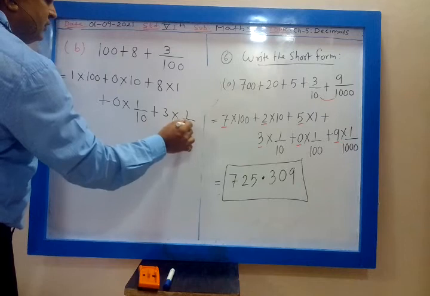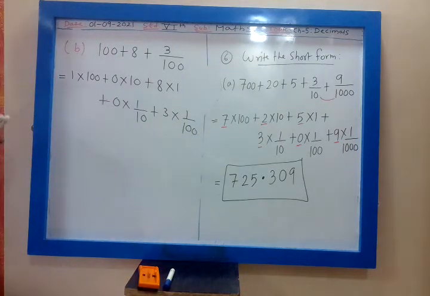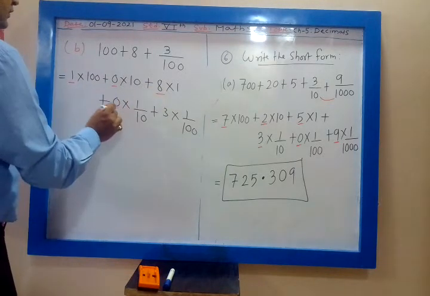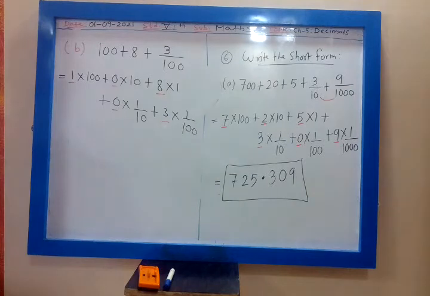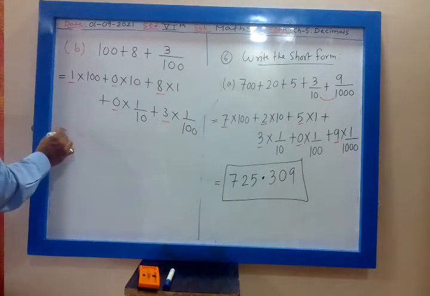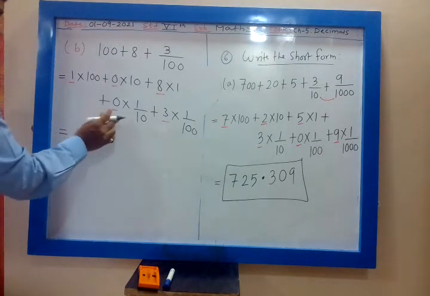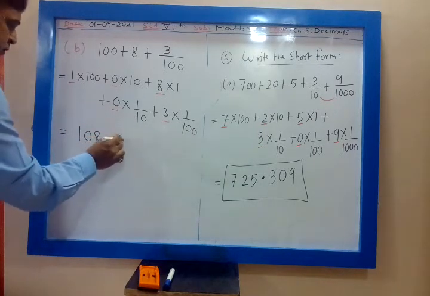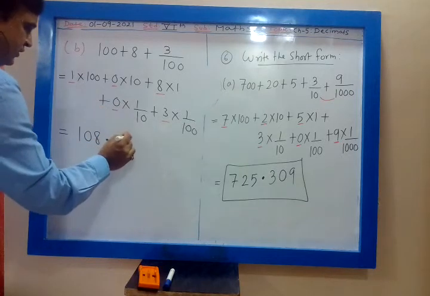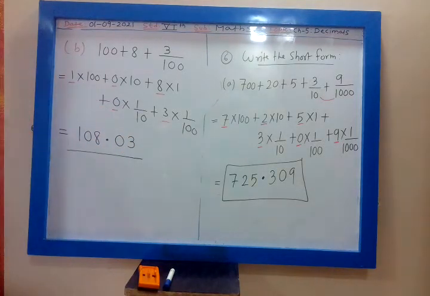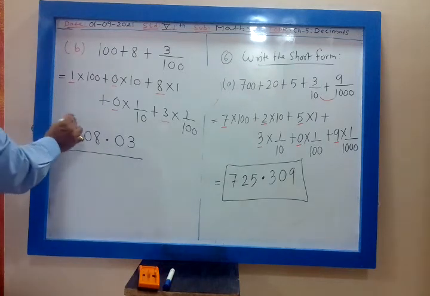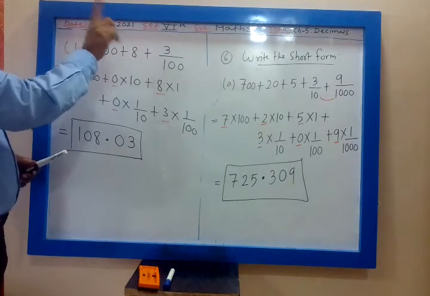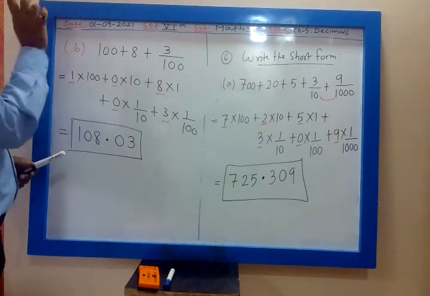Are you getting it? So this is 1, 0, 8, 0, 3. We write 108, and before 1 upon 10 we write the point, then 0.03. 108.03 is the answer. Between 100 and 8, tens is missed, so for tens we write 0.